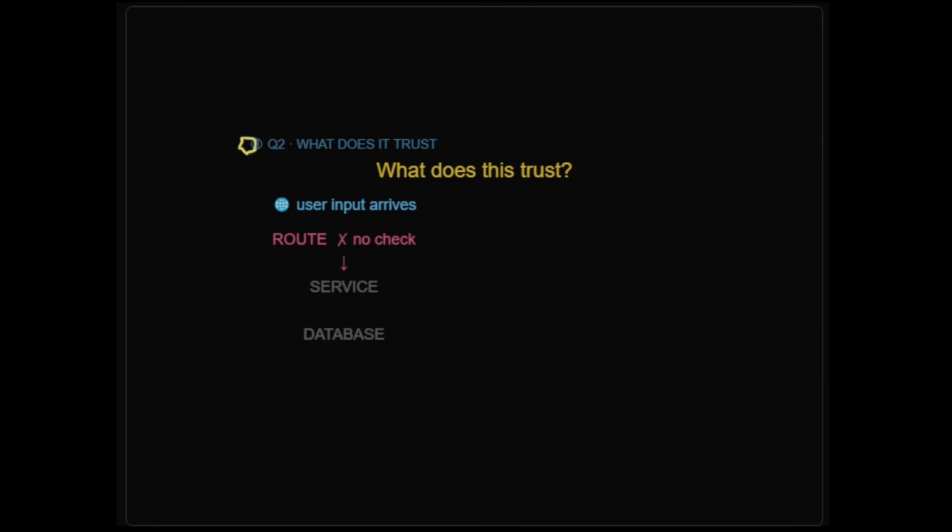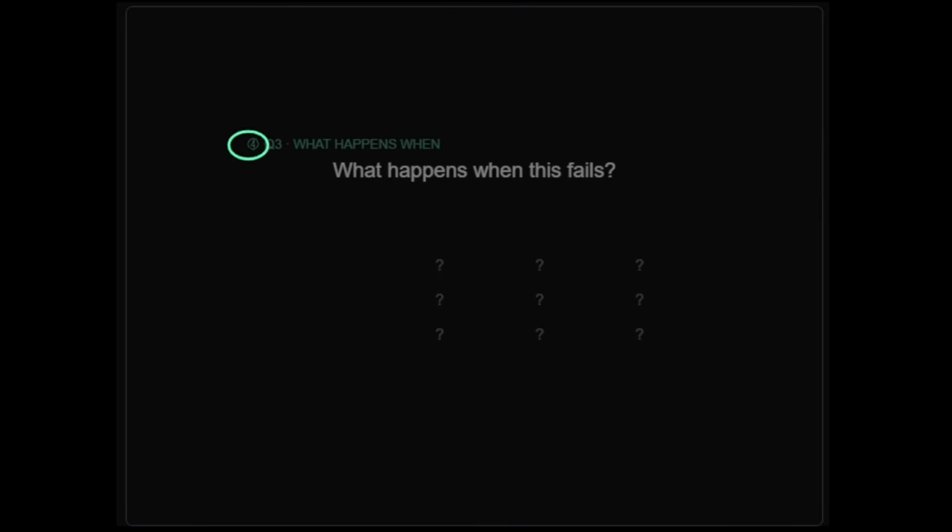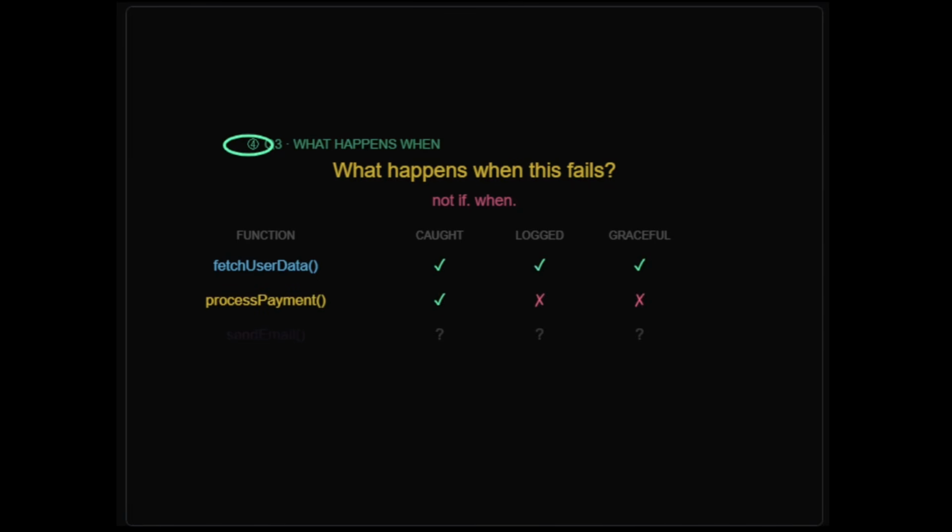Second, what does this trust? Where did this data come from? Was it validated? At what point in the flow did it become trusted? Trust is not a setting. It's a decision made consciously at every boundary. If you can't answer where data was validated, it may not have been. And untrusted data moving inward is the trust force being ignored.